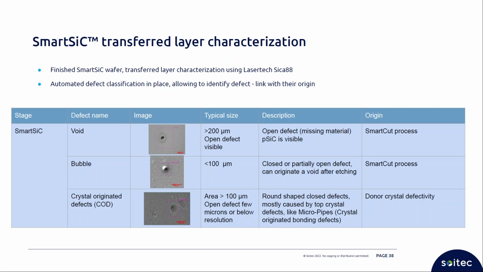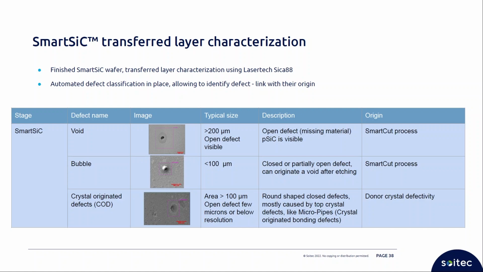That's in place, and we have three main kinds of defects. The first one is the so-called void. A void is more than a micron. It's an open defect, with some missing material at the bottom. It's not from the SmartCut process. Here we have a bubble. A bubble is smaller. It's a partially open or closed defect. It could generate a void sometimes. It also comes from the SmartCut process.